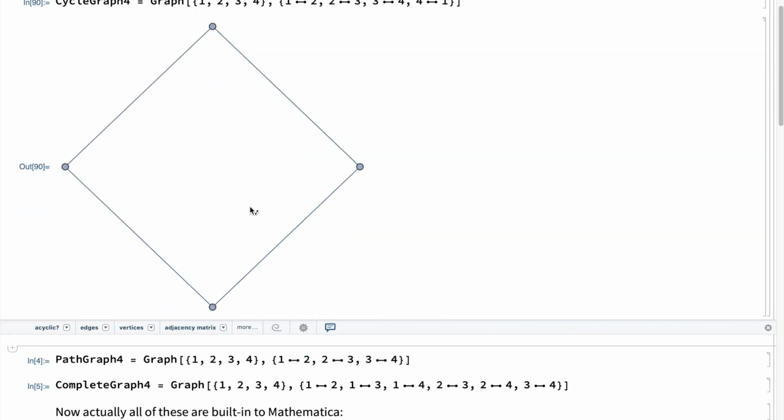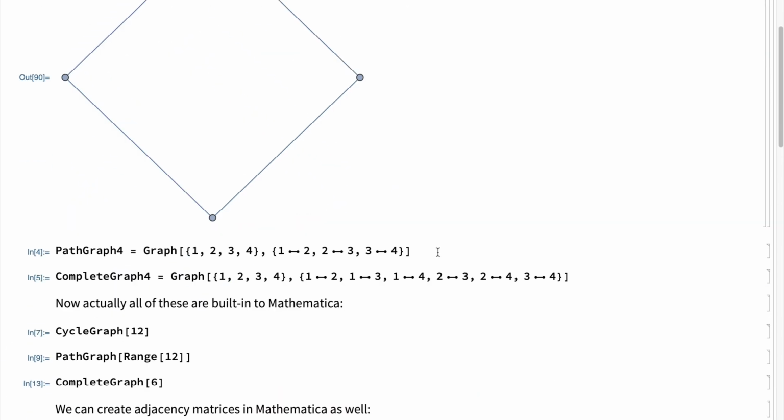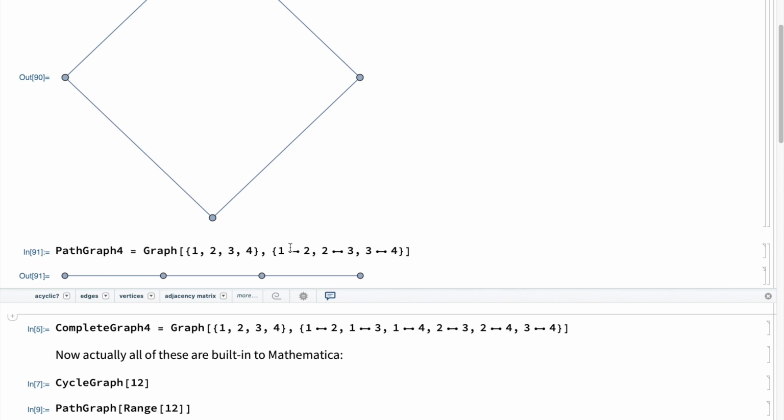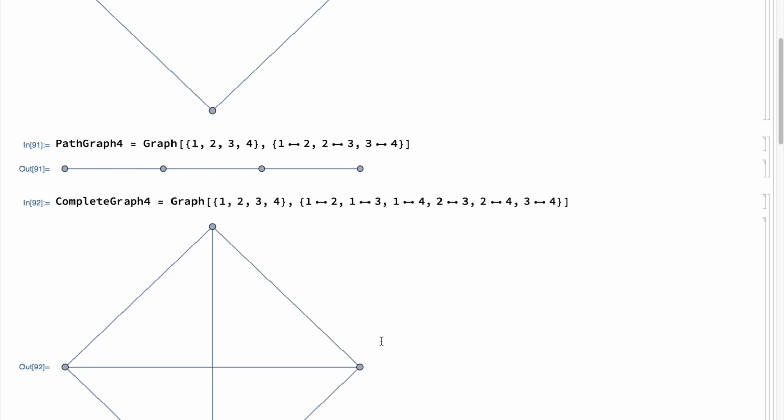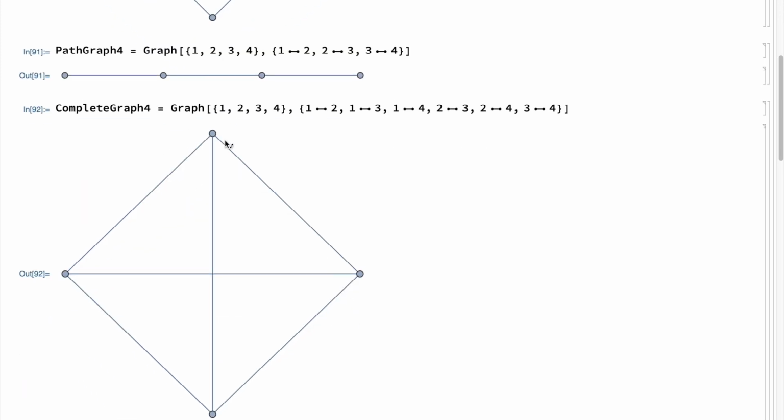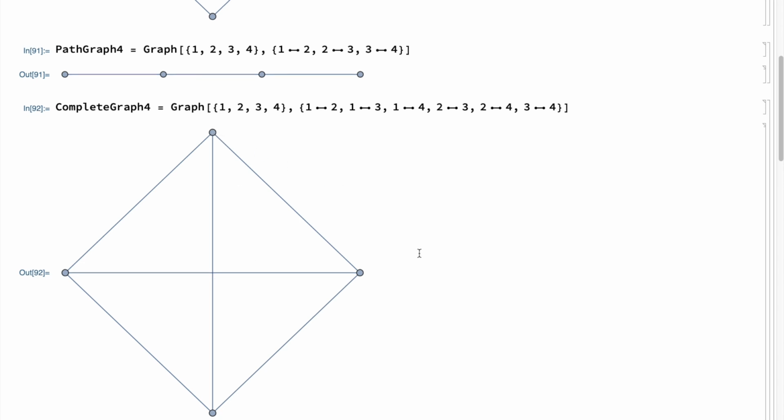Now, if I go ahead and try the path graph, again, 1 is connected to 2, 2 to 3, and 3 to 4, but I don't connect 4 to 1. That has 4 vertices. And if I try the complete graph, then every vertex is connected to all 3 other vertices. And it makes a drawing. This thing where 2 edges cross over each other is not a vertex because it doesn't have a little circle indicating that it's a vertex.